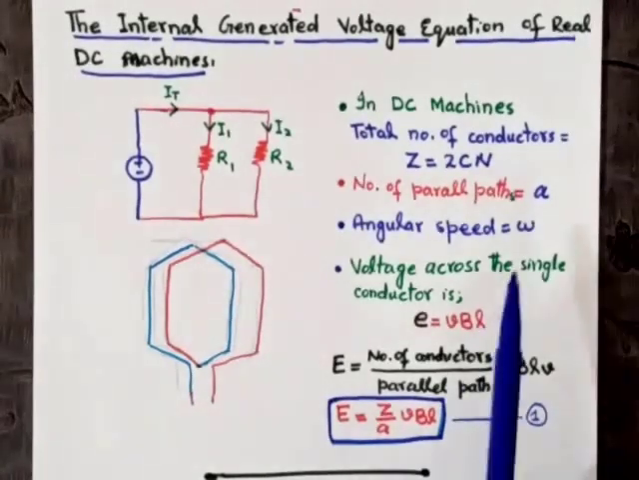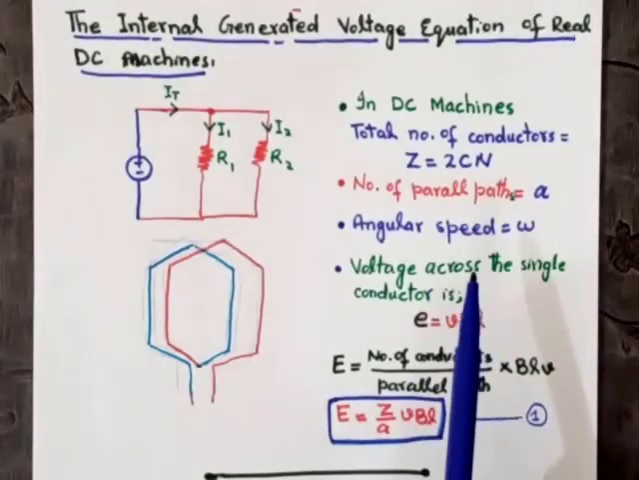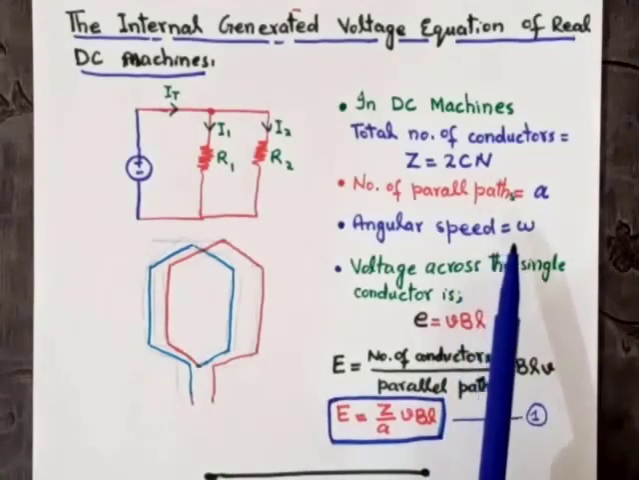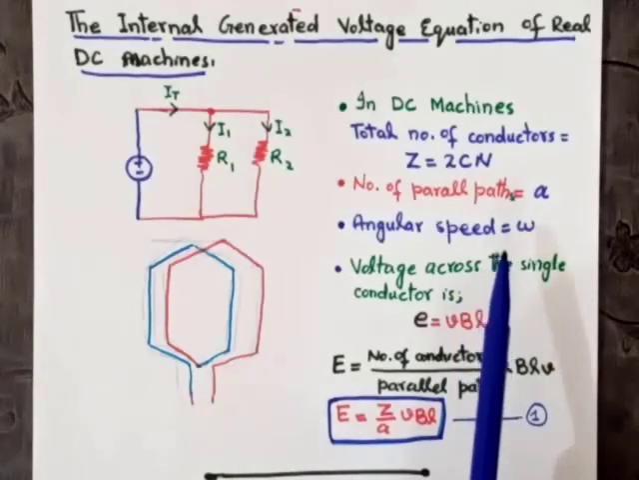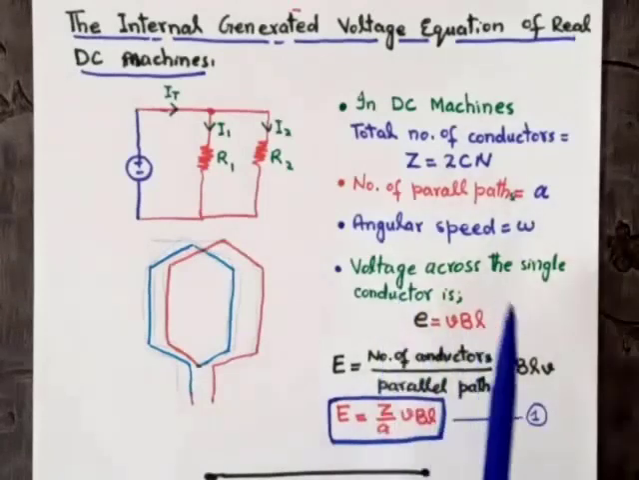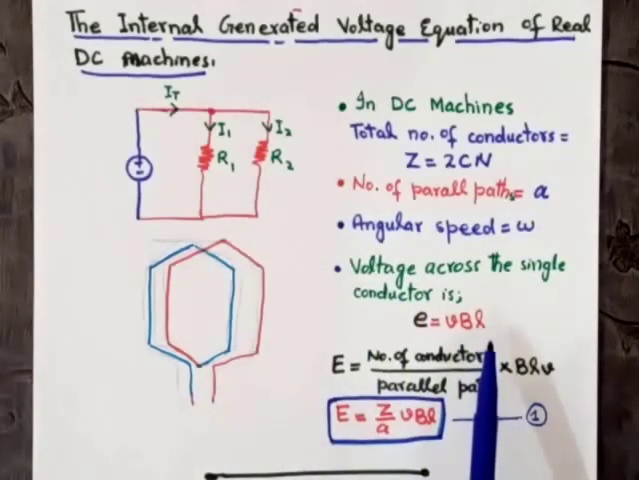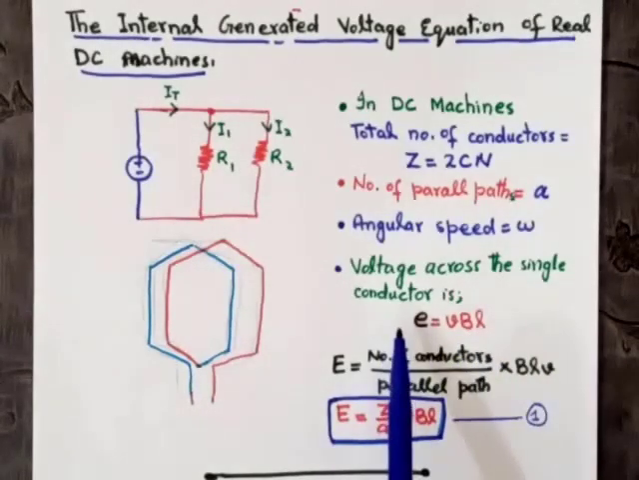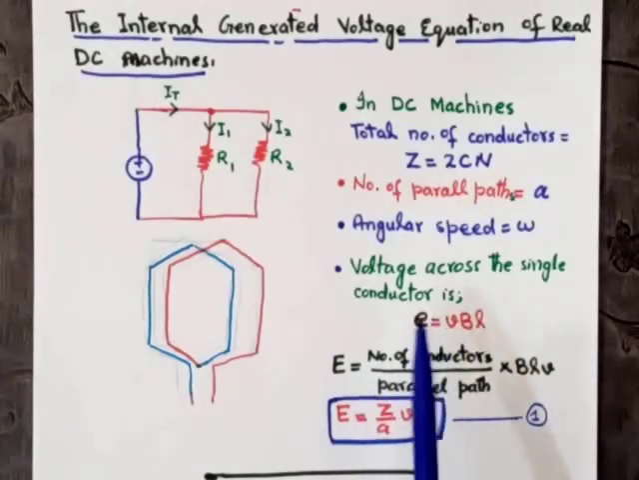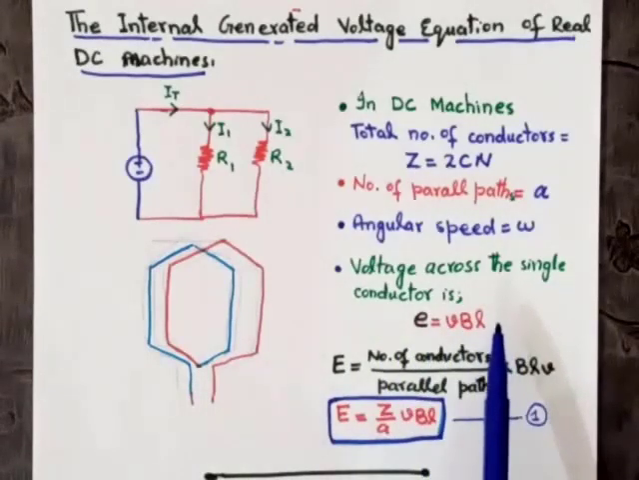And omega is the angular speed. The unit of omega is radian per second. Now, the EMF produced in a single conductor is E equals VBL, which is under one particular pole. It can be under the north pole or under the south pole.